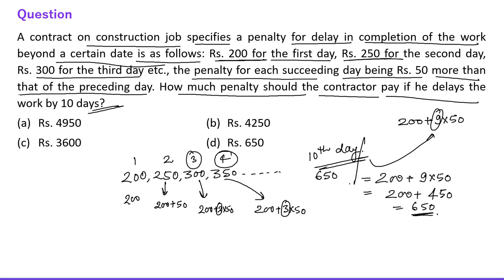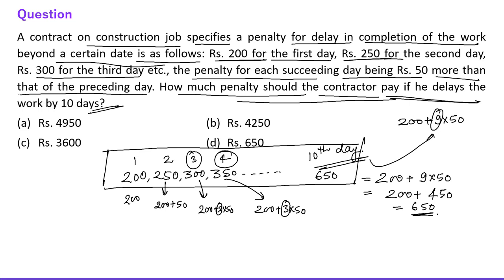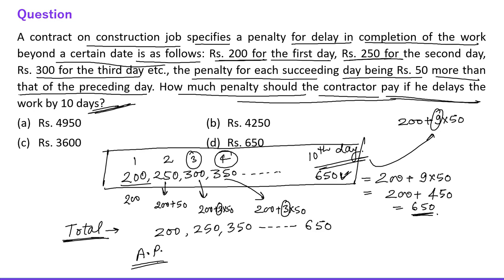Now, the question is saying how much should the contractor pay if he delays the work by 10 days? So the 10th day's penalty is rupees 650, but for the total penalty we need to add all these numbers: 200, 250, 300, up to 650. So this is actually an arithmetic progression, AP. If we have to add an AP, we have to add all the terms of the AP.